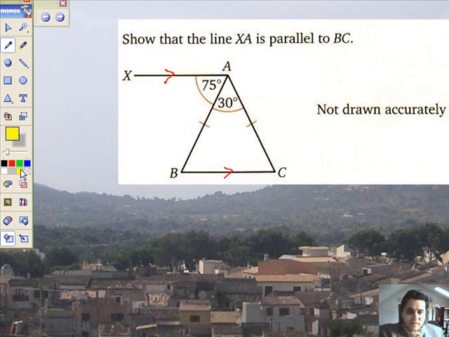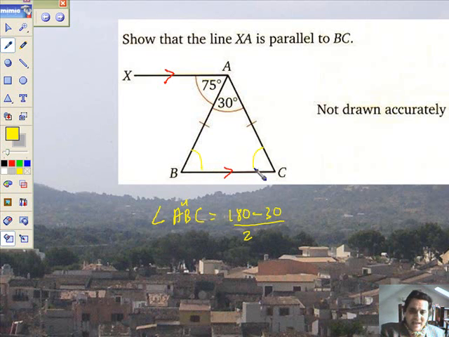So here I go. Let's do some calculations down here. Let's do it this way. Angle ABC is going to be 180, take away the 30, and then divide it by 2. Is that alright? So that's the same as that one. So let's just do a calculation. That'll be 150 divided by 2. That gives me 75 degrees.